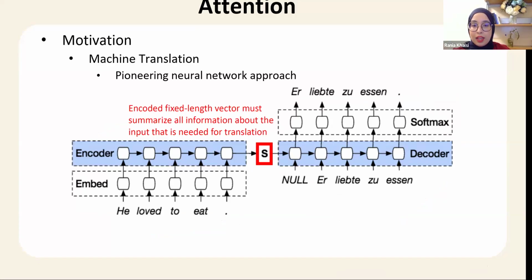So the idea is how the encoder works. The encoder, like I said, compresses the entire sentence into a single fixed dimensionality vector, regardless of how long the sentence is. So in all cases, it's going to be compressed into that vector S, okay? If we have short sentences, this is typically okay. So there are no problems. Like "he loved to eat", it's a simple and short sentence, so that's okay.